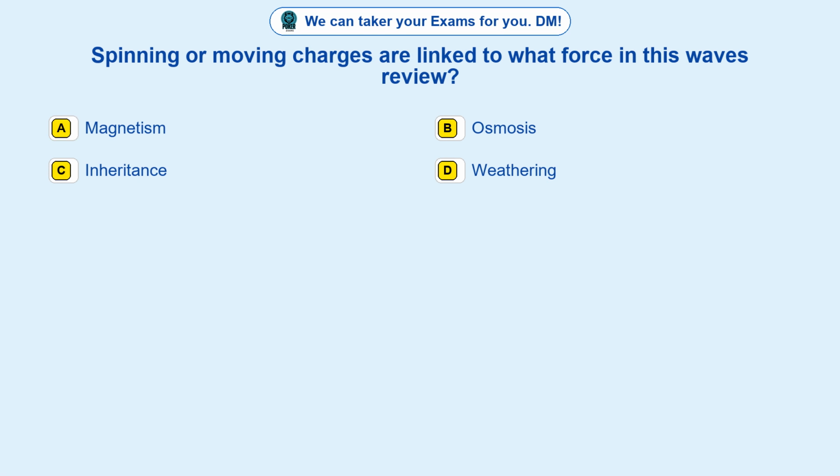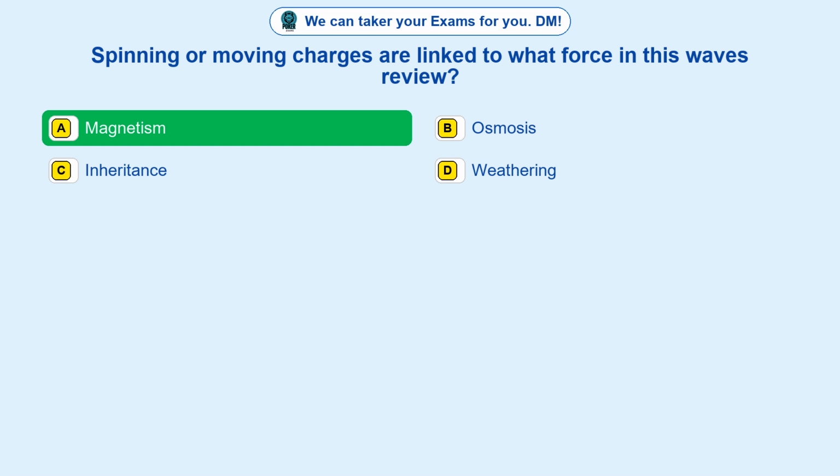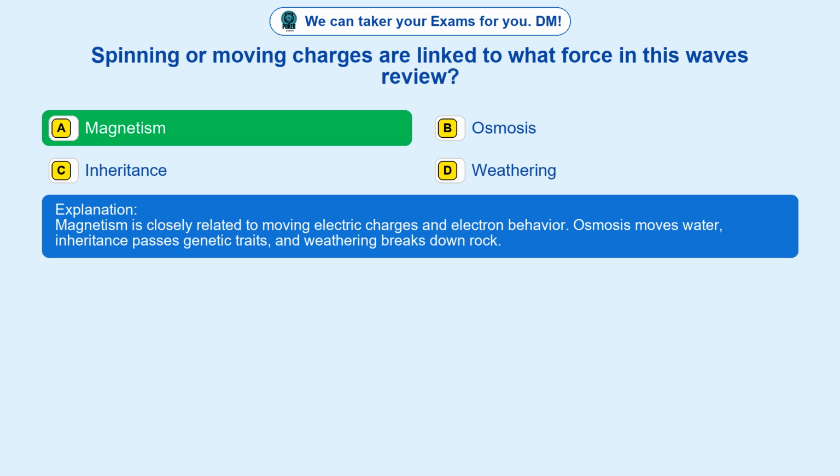Question 74. Spinning or moving charges are linked to what force in this waves review? Option A, magnetism. Option B, osmosis. Option C, inheritance. Option D, weathering. The correct answer is option A. Magnetism. Magnetism is closely related to moving electric charges and electron behavior. Osmosis moves water, inheritance passes genetic traits, and weathering breaks down rock.